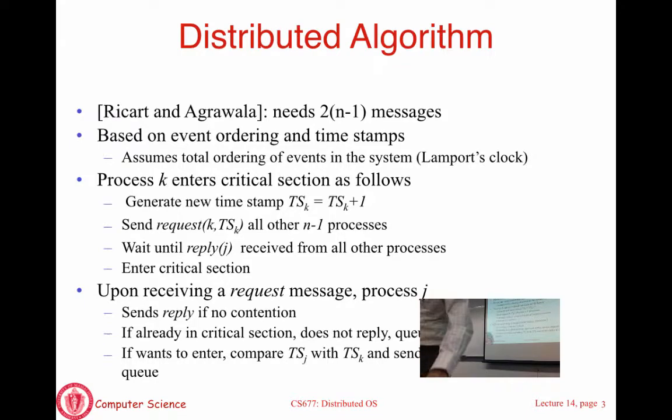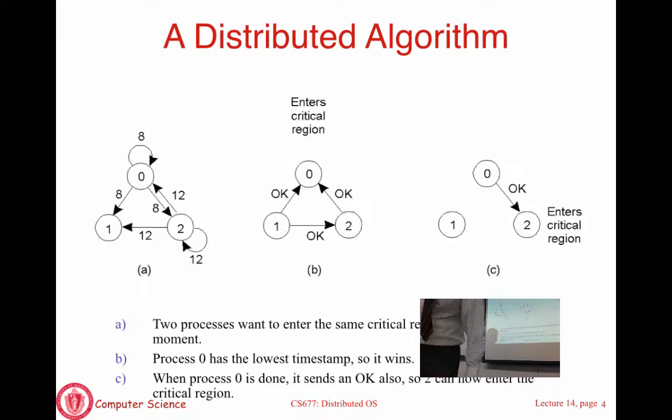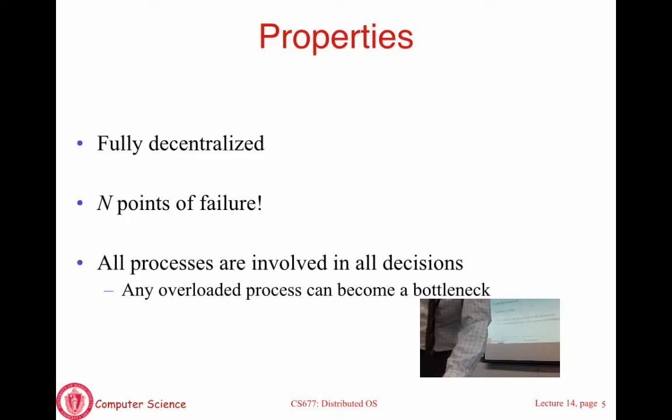Okay, and the probability of any process crashing is higher than the probability of one process crashing. So you will see that this is a fully decentralized approach, but there are n points of failure, not one point of failure. The centralized approach is one point of failure. Here, there are n points of failure. Okay. So this is a rare scenario where your distributed algorithm is actually worse than the centralized algorithm. By and large, that's not the case.